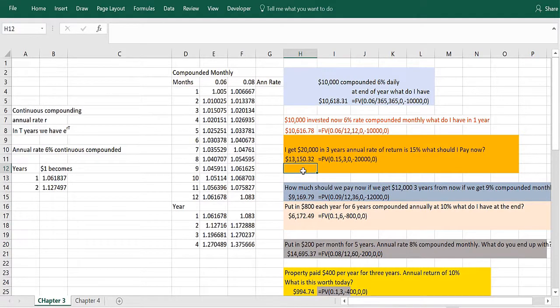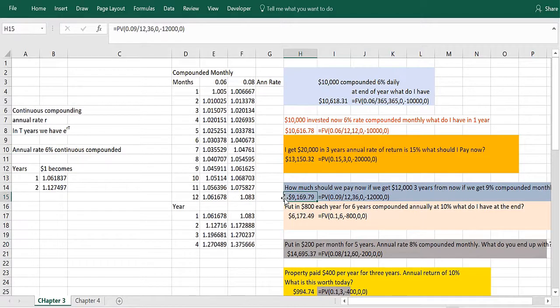Now, suppose you get $20,000 in 3 years and the annual rate of return is 15%. What should you pay for that now? There's no compounding there. So you do present value of 15% over 3 years. There's no annual payment. It's not an annuity, basically. You just have that $20,000 that you're getting at the end of 3 years. You put a minus 20,000. You're assuming you sort of have to put it in to make this positive. And it's just 20,000 really divided by 1.15 to the third, which is this.